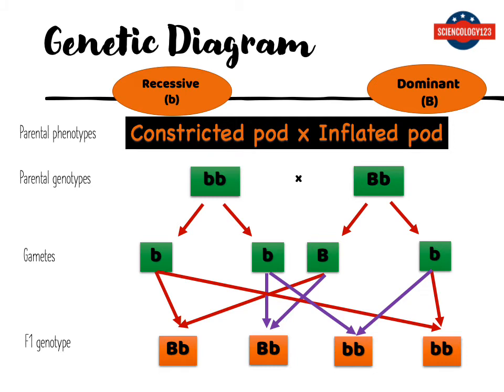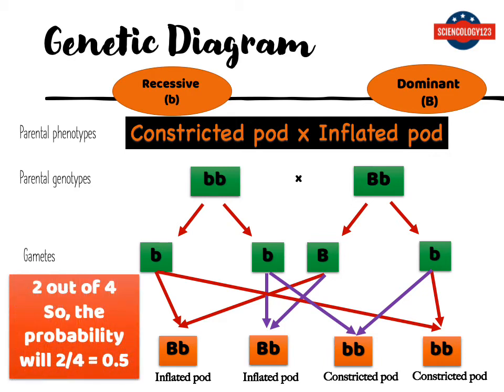Hence, we have the chance of getting the offspring with inflated pod and constricted pod. The question asks, what is the probability that the offspring have constricted pod? Based on the cross, 2 out of 4 offspring will have the constricted pods. So, the probability will be 2 divided by 4, which is equals to 0.5. The answer is B. Did you manage to get the correct answer?